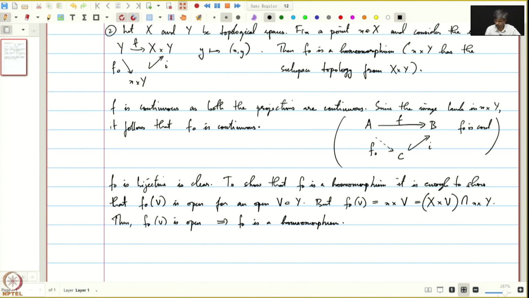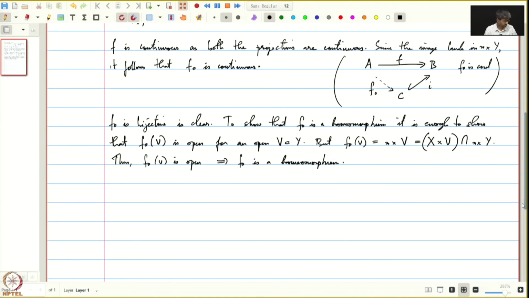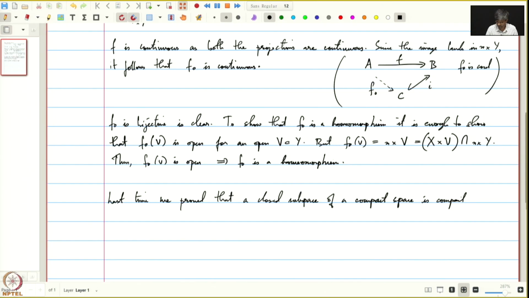So now let's proceed with our discussion on compactness. So last time we proved that a closed subspace of a compact space is compact. Okay. So this time let us begin today's lecture with the following proposition.